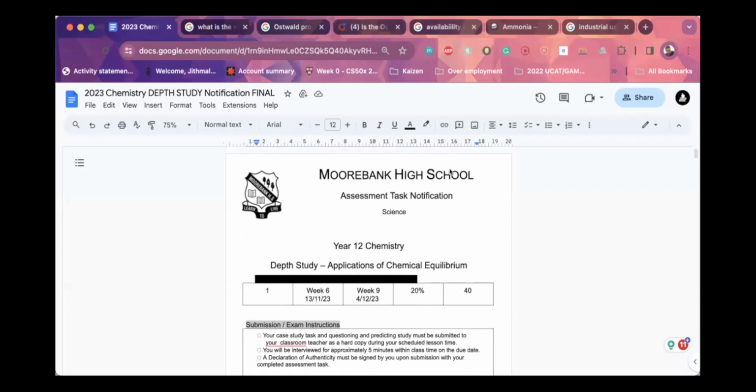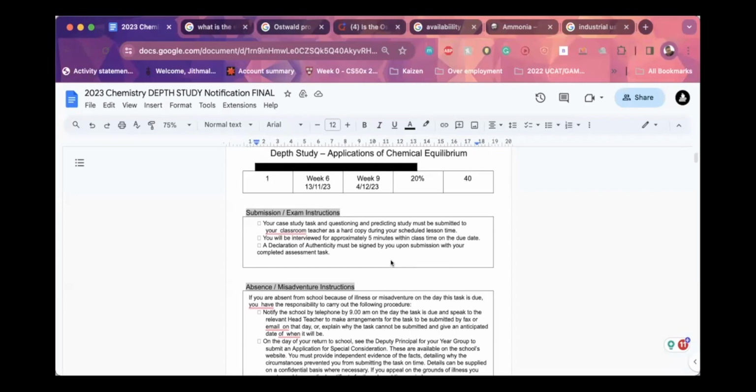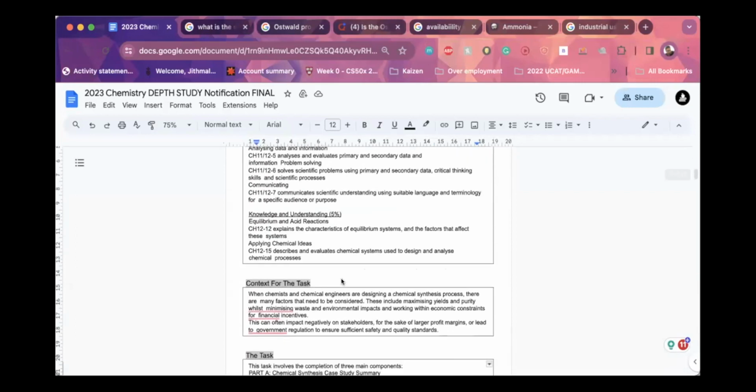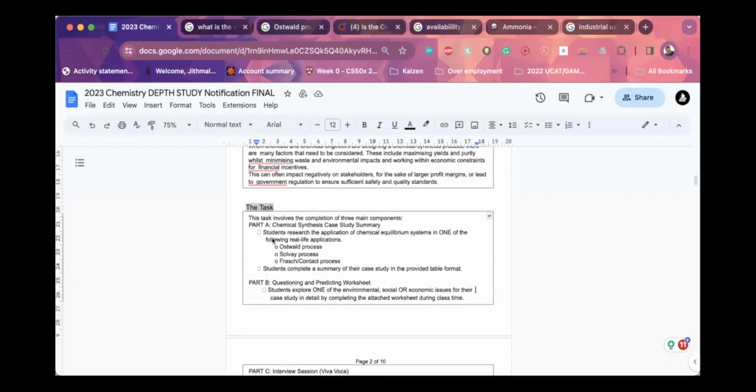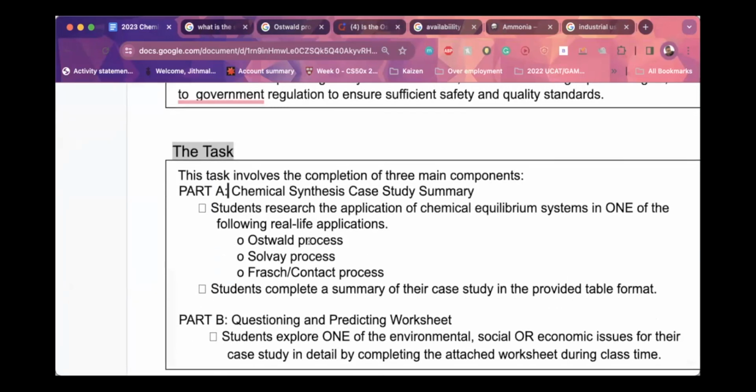All right, let's go through the Moorebank High School Year 12 Chemistry Assessment Task 1, Applications of Equilibrium and Chemical Equilibrium. Basic knowledge, basic things there. The task involves the completion of three main components. Part A, chemical synthesis case study summary.